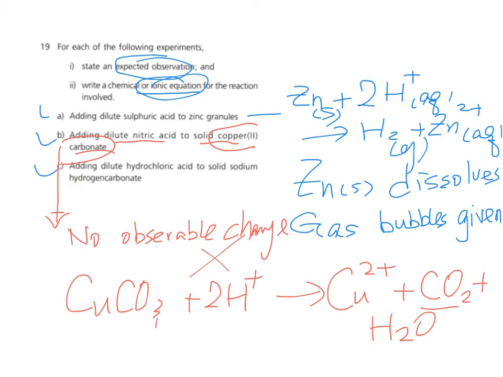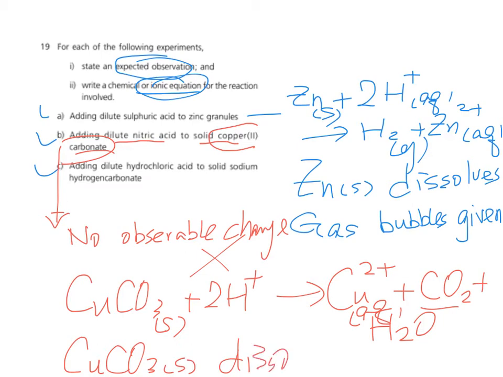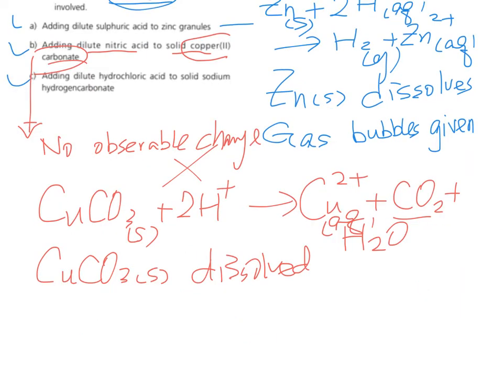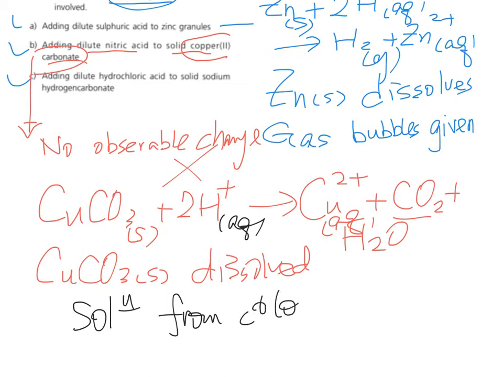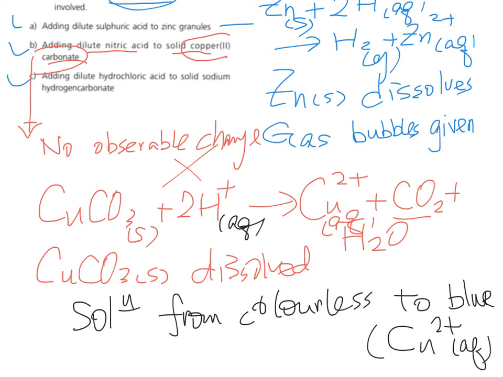Once again, the copper 2 carbonate is originally solid and then it is dissolved. So you may say the copper 2 carbonate dissolved, and the solution, originally only aqueous nitric acid, changes from colorless to blue. The blue color actually comes from the copper 2 ion, Cu2 plus (aq), there.